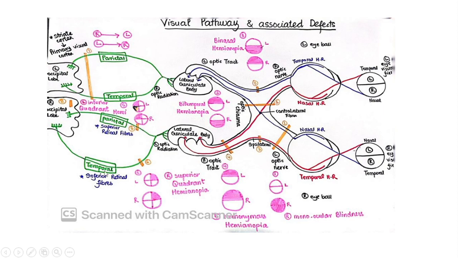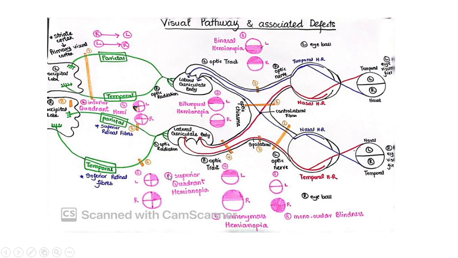So when this is the right-sided lesion, the damage is going to be on the left side, this is the left side and this is the left side, we know that. And as they are the inferior retinal fibers, there will be a defect in the superior visual field. So this is the left and this is the superior of the left side, and this is the left and this is the superior of the left side. So it's going to be left superior quadrant hemianopia.